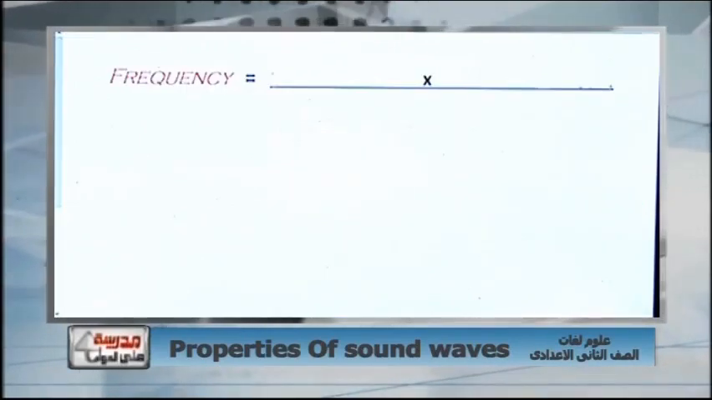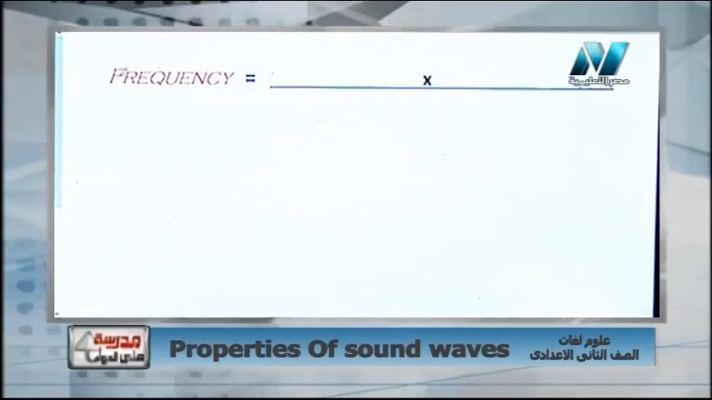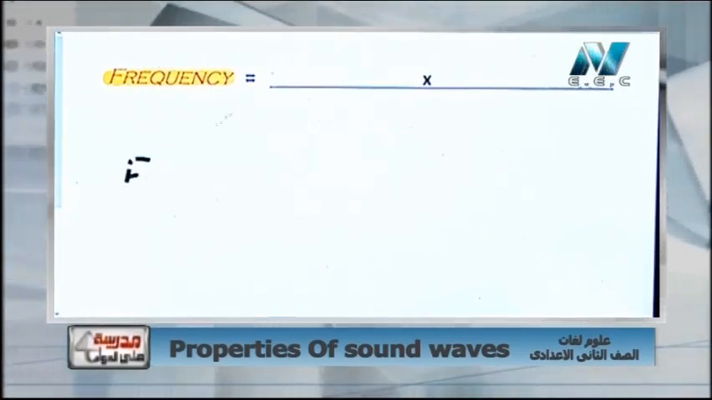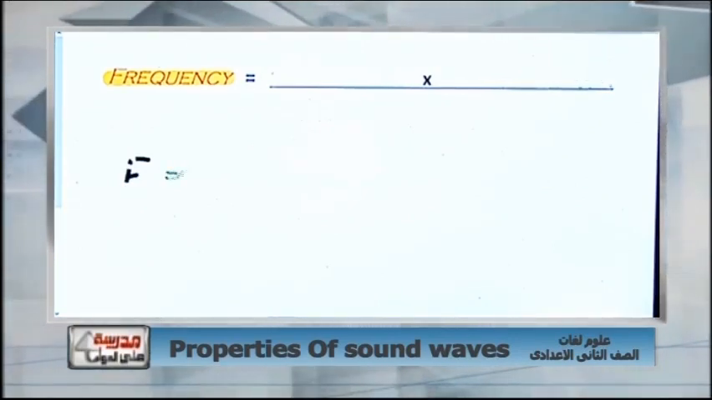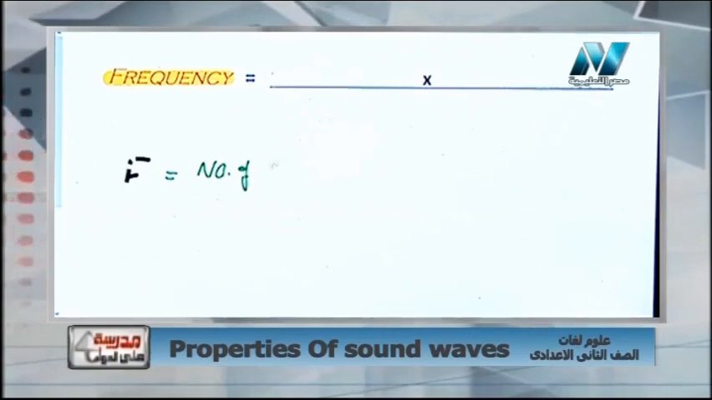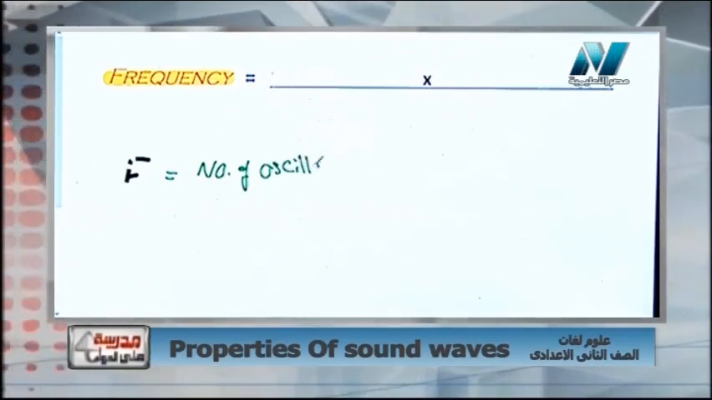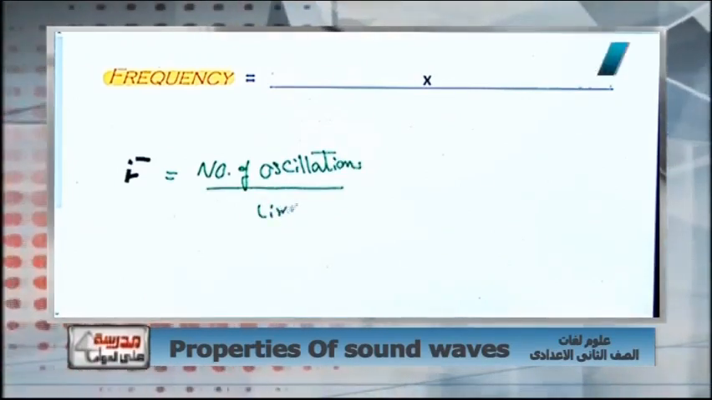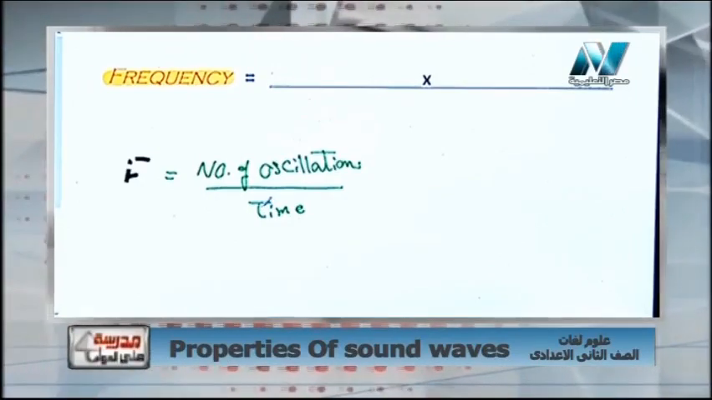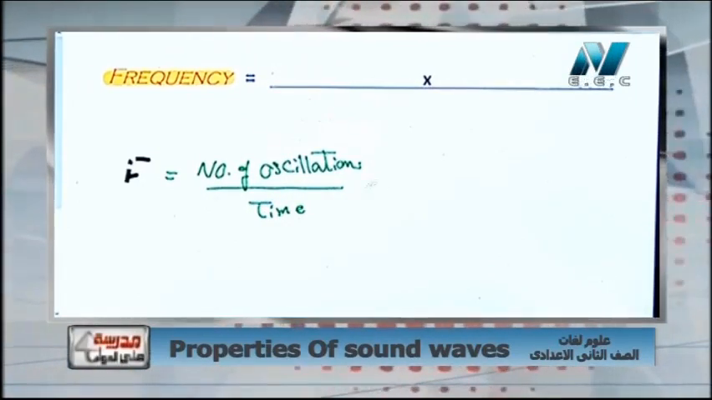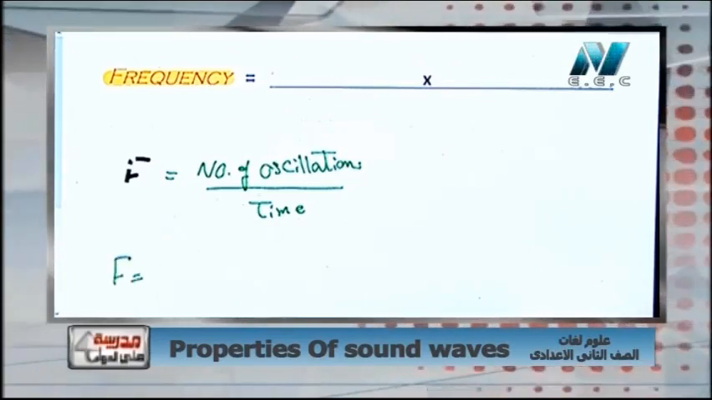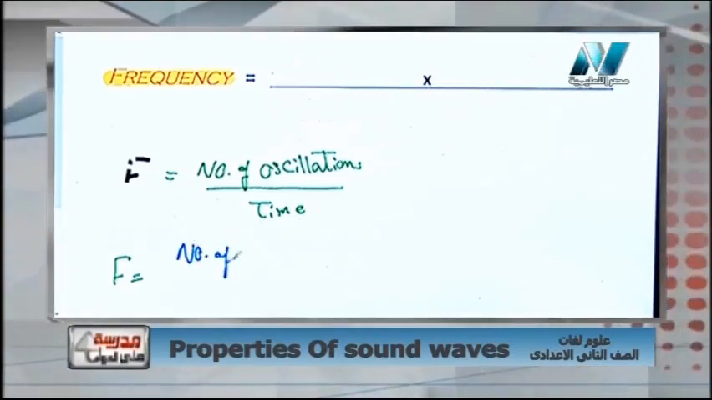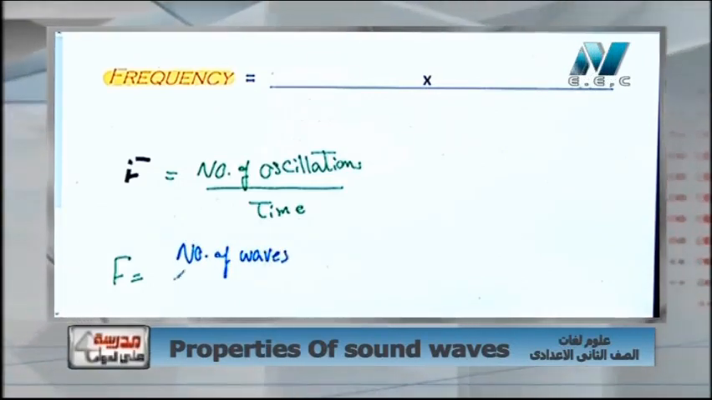Now the frequency, according to what we studied before: frequency equals what? Equal number of oscillations over time in seconds, right? Or in lesson 2, wave motion, we studied before that frequency is number of waves over time in seconds.